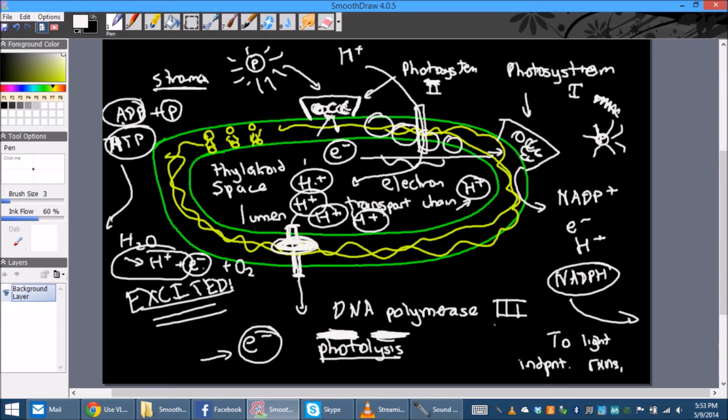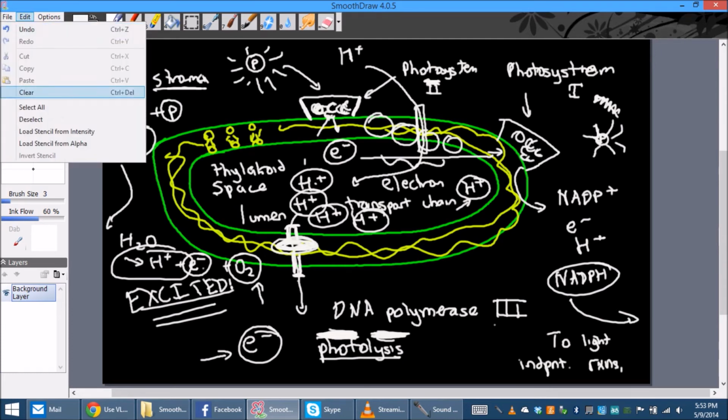So the water produces hydrogen ions for this, and it produces electrons to replenish the ones lost by the chlorophyll, and it produces oxygen as a byproduct, since oxygen is not necessary. That's how you get your oxygen. Basically, the water you pour down in your garden becomes oxygen gas.